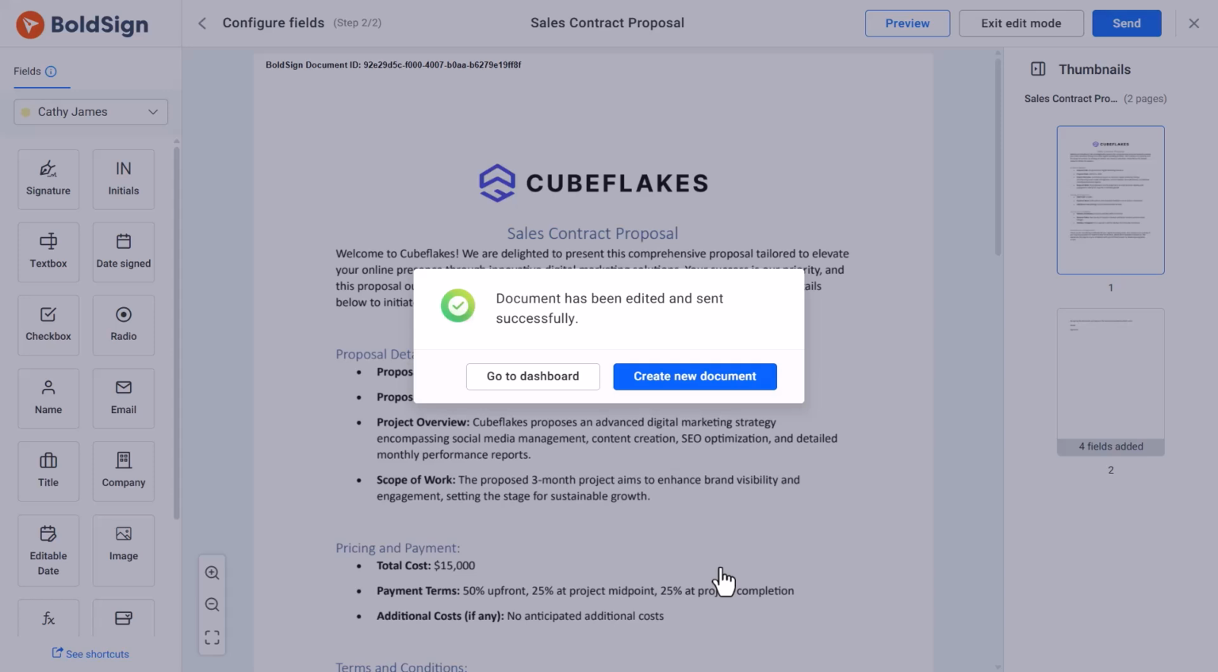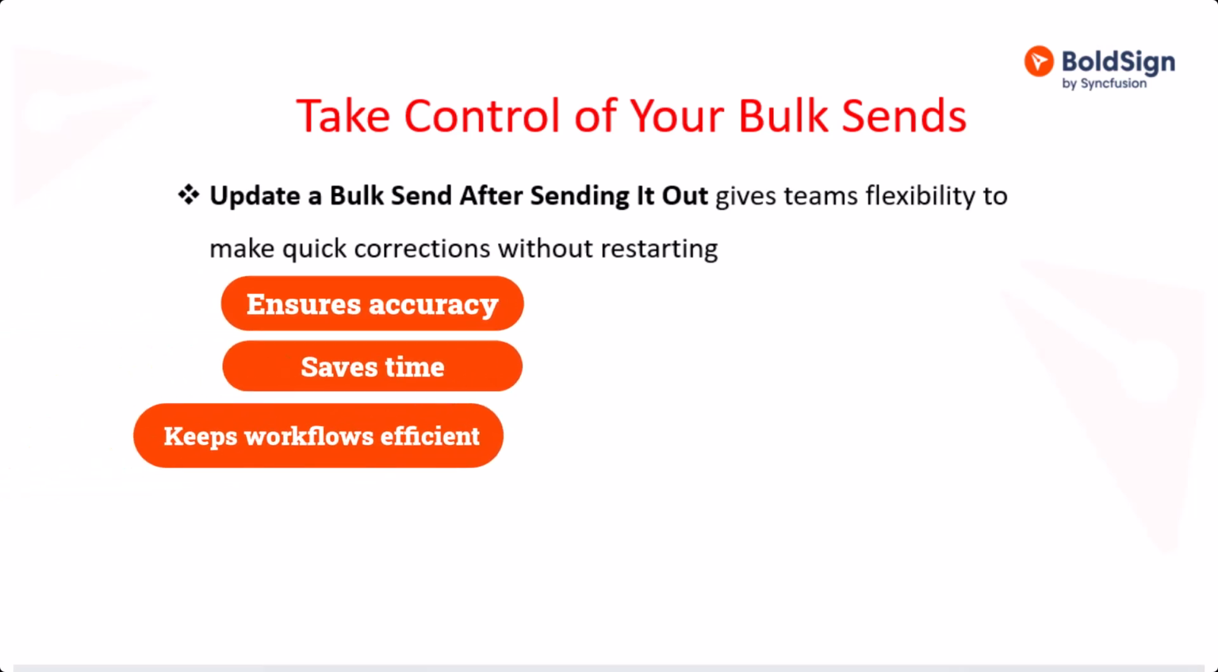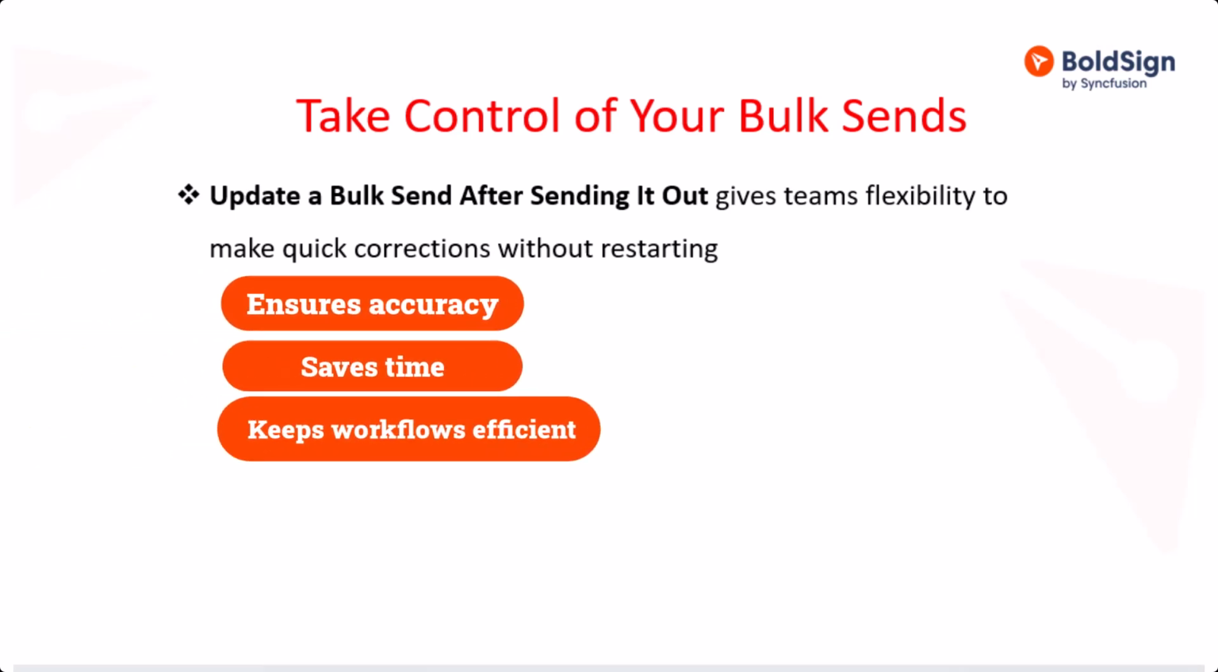You can view all related activity in the Document History section on the Overview page. That's it. The Update a Bulk Send feature in BoldSign gives teams the flexibility to make quick corrections without restarting the entire process. It helps ensure accuracy, saves valuable time, and keeps your workflow running efficiently.